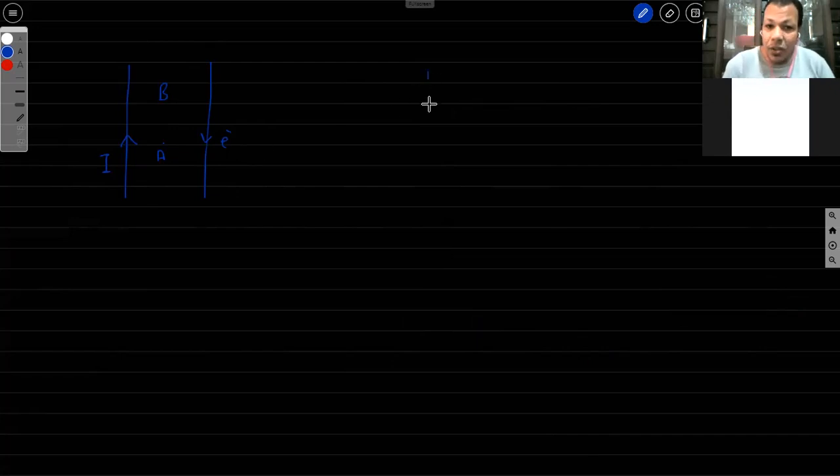Or he gives us a circle, and this is the center of the circle, so here it is a radius R, and here we have a current I, and he needs the value of I1. Find I1. Here the current is I, and here it is, as you can see, clockwise.